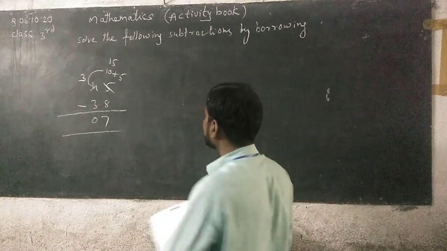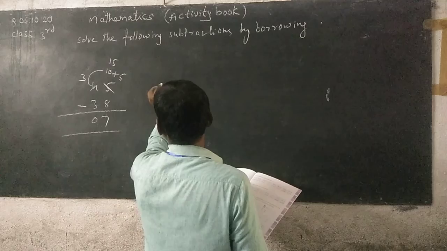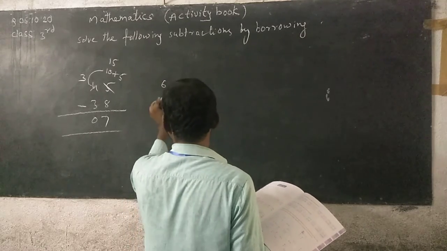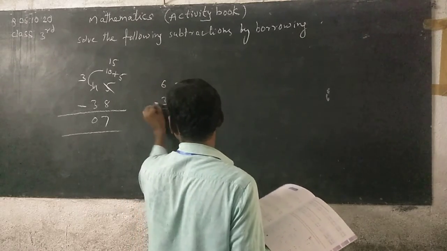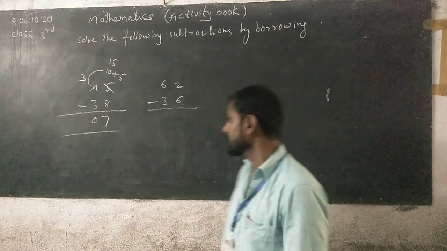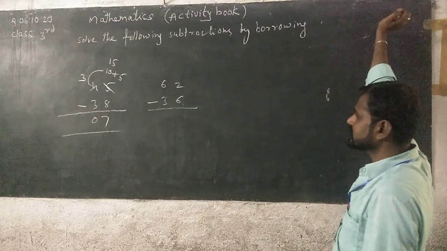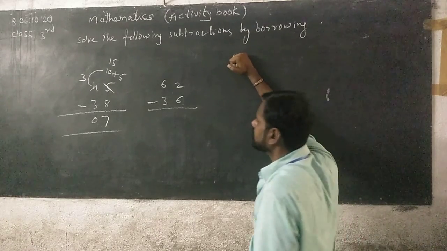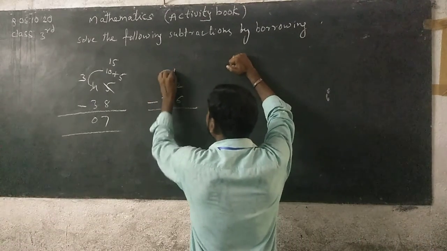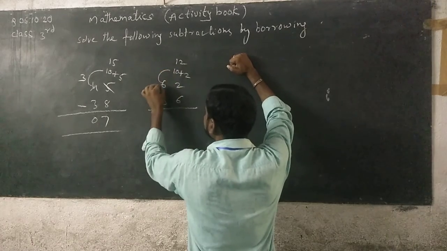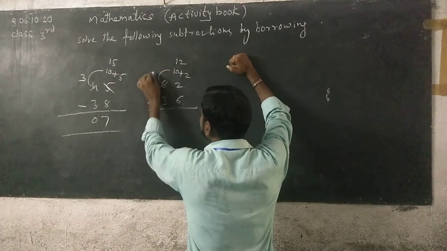Next here, 62 minus 36. See, first subtract the digits in ones place. 2 minus 6 is not possible. Take borrowing from 6, it can give 10. 10 is added to 2. 10 plus 2, 12. 6 is less by 1. 6 minus 1, you get 5.